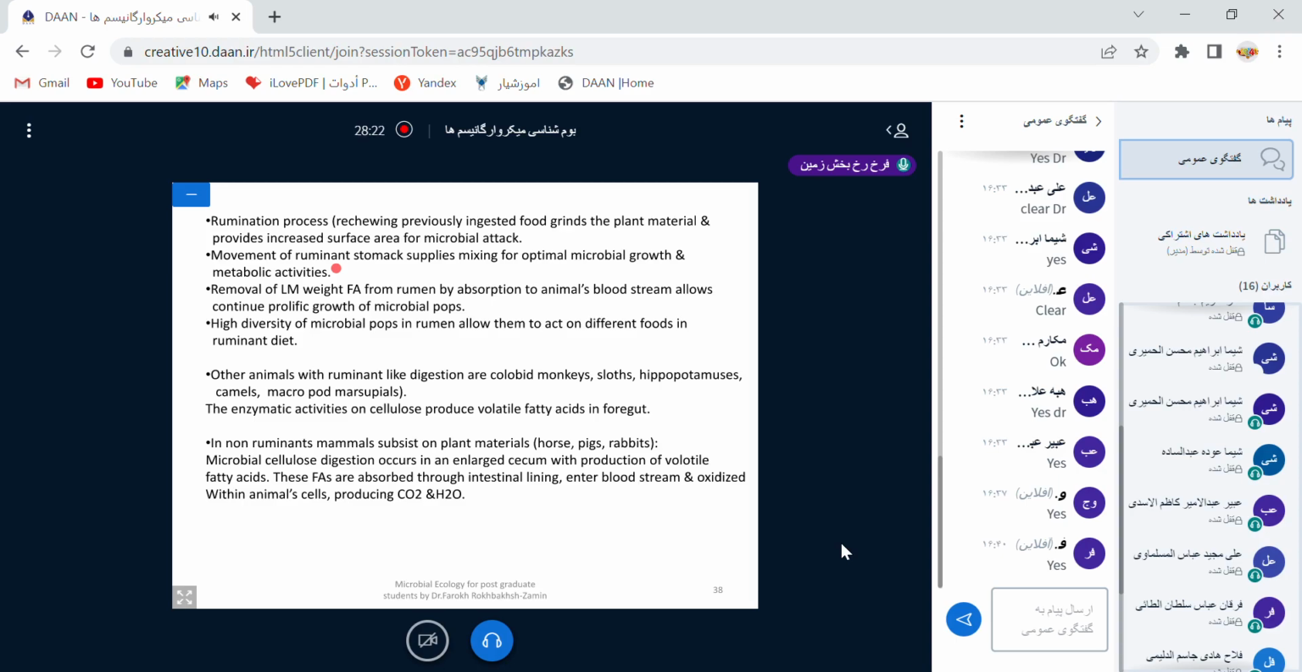So we have the shaker incubator. When we have flasks or tubes, we put them in the shaker for aeration and a better effect of microbes on the substrates, with good temperature. So the stomach and rumen of ruminants work like a shaker incubator.